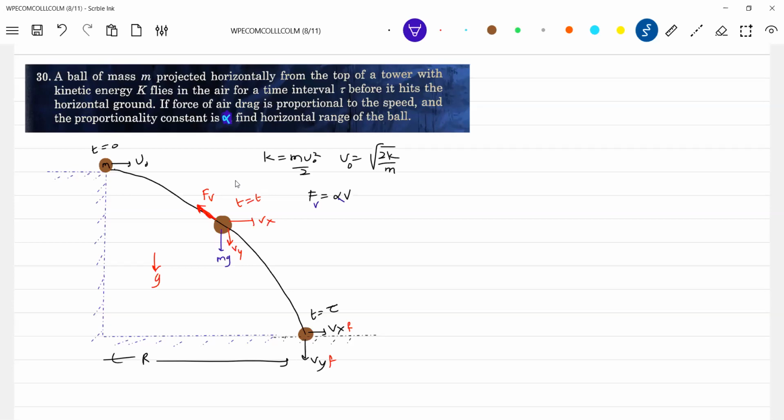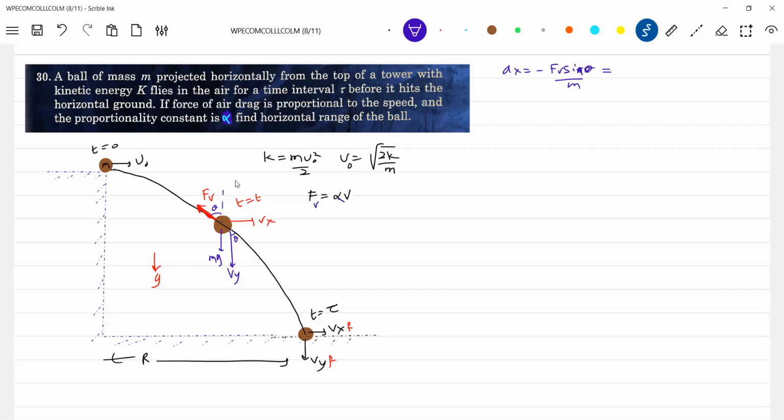Okay, see, we are discussing horizontal projectile with viscous drag. That's the only concept here, nothing big. So at any instant of time, let this be theta. So therefore, this will be theta. Now, what is the retardation along the x-axis? ax should be equal to minus F v sine theta by m.